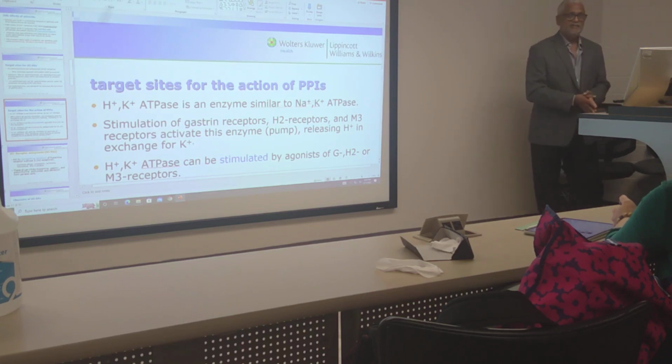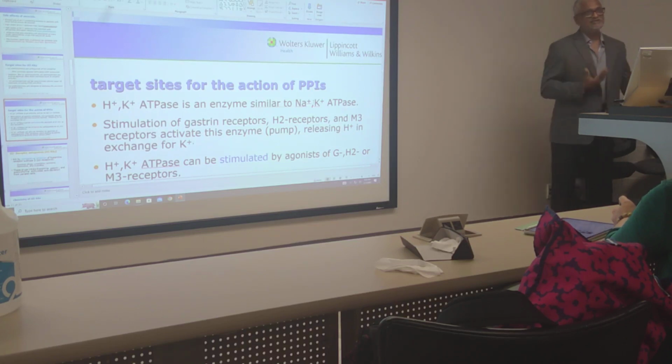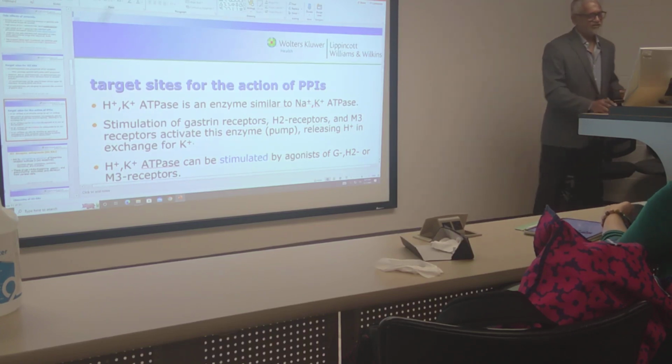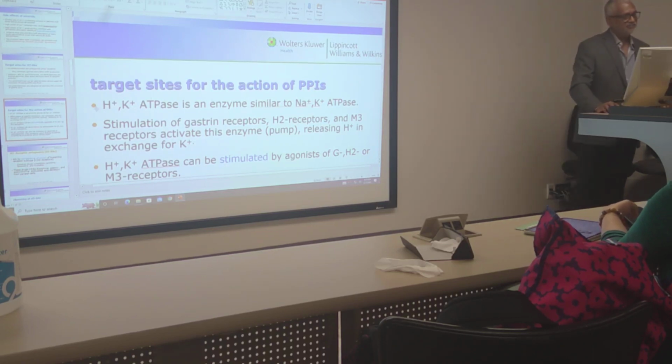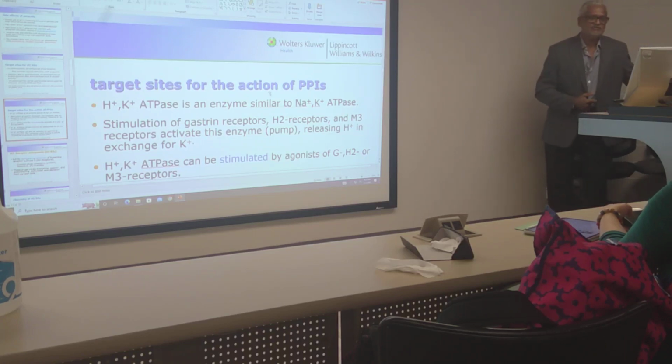PPIs, on the other hand, block the proton pumps. That's where the acid is secreted, so they work at the end of the pathway, that is the root cause for the accumulation of HCl. So they inhibit proton pumps. It's called hydrogen potassium ATPase. It is similar to sodium potassium ATPase. Remember, sodium potassium ATPases act like transporters of sodium. They play a role in the central nervous system.